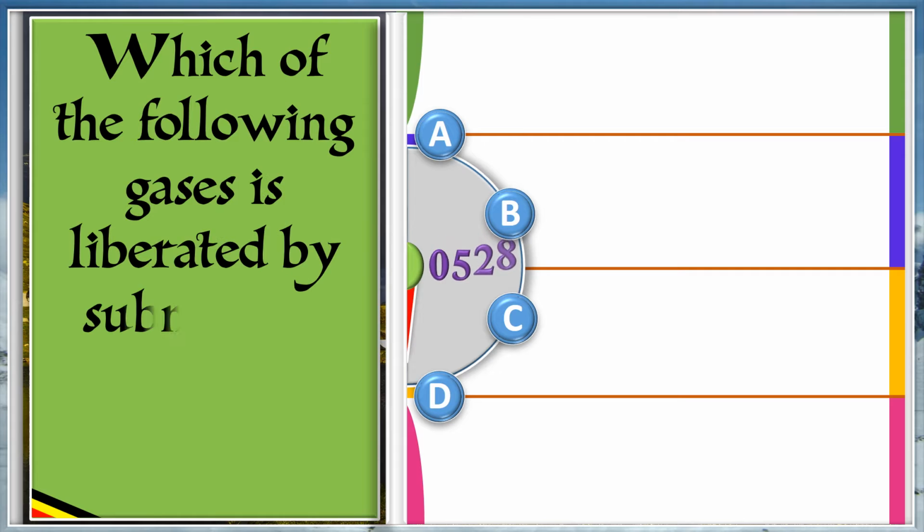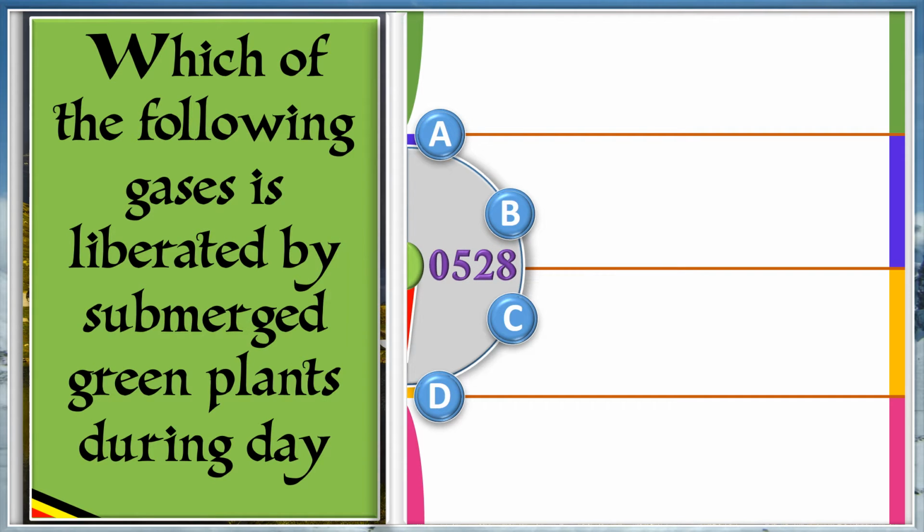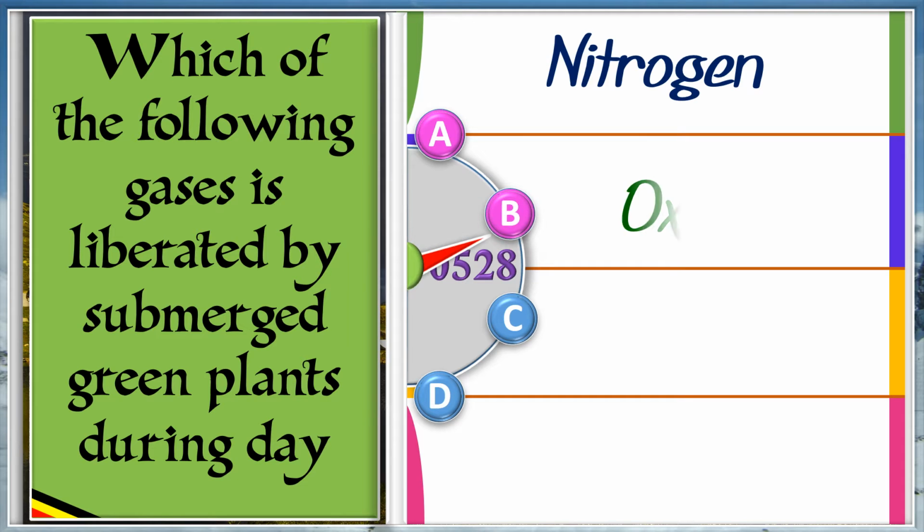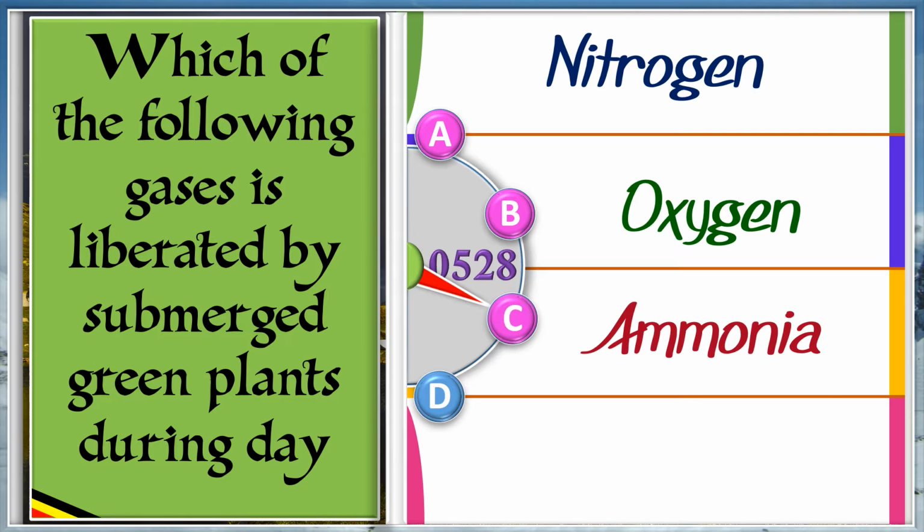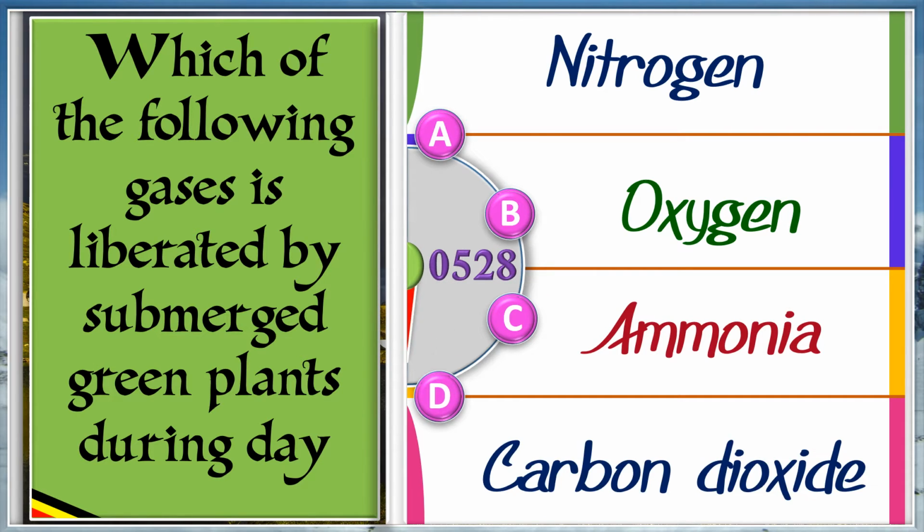Which of the following gases is liberated by submerged green plants during the day? A. Nitrogen. B. Oxygen. C. Ammonia. D. Carbon dioxide. And the answer is B. Oxygen.